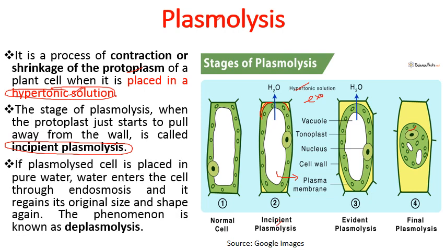Then if we place this plasmolyzed cell in a hypotonic solution, that is a less concentrated solution, then this cell will regain its original shape and size and become fully turgid, and this process is known as deplasmolysis.